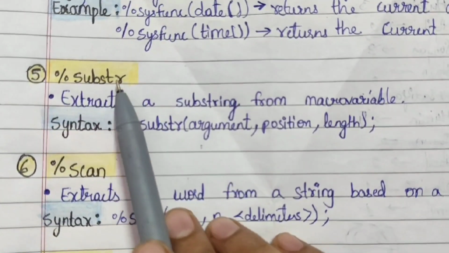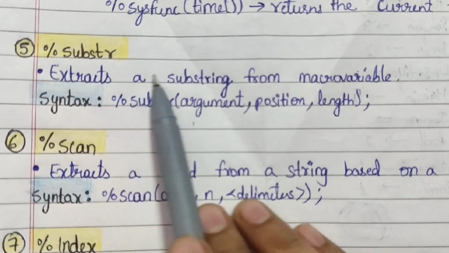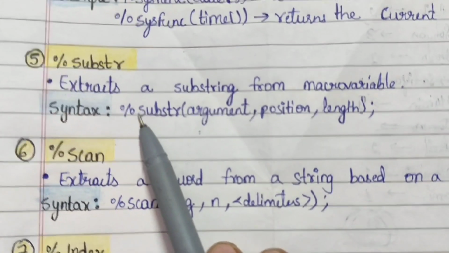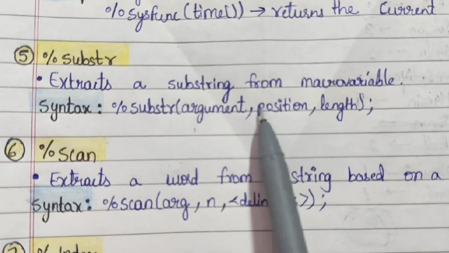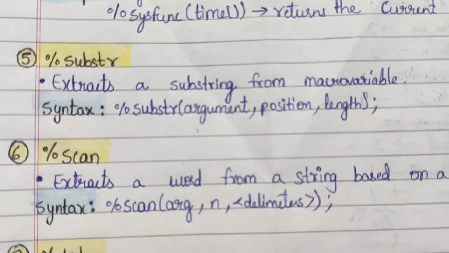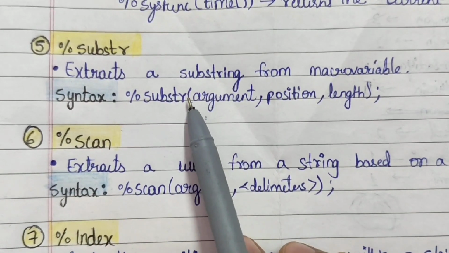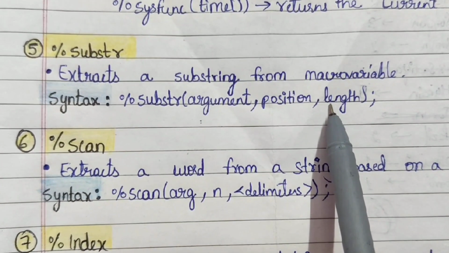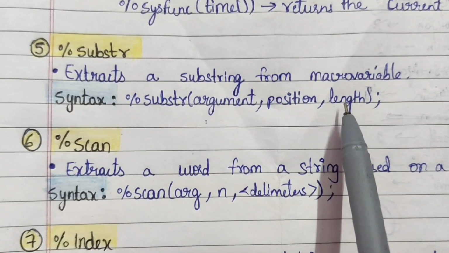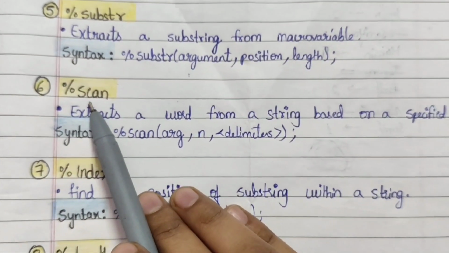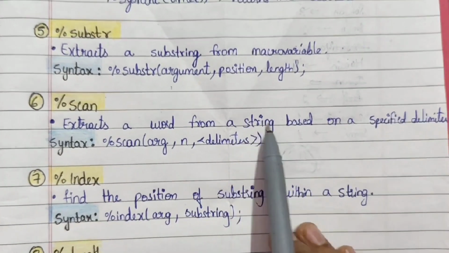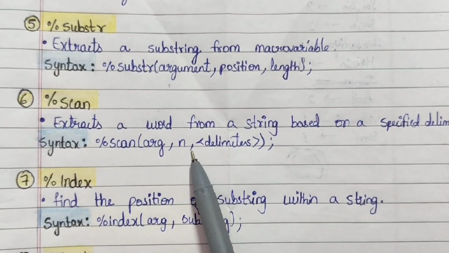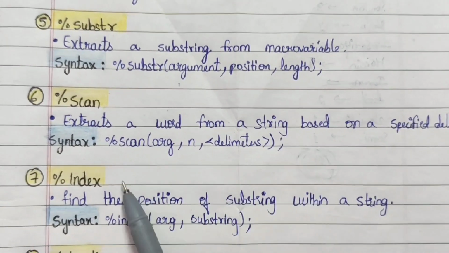The next function is %SUBSTR. It extracts a substring from a macro variable. The syntax is %SUBSTR, argument, comma, position, comma, length. Argument is the string to extract from, position specifies the starting position, and length defines the length of the string. Next is the %SCAN function, which extracts a word from a string based on a specified delimiter. The syntax is %SCAN, argument, comma, n, comma, delimiters. This is optional. Semicolon.